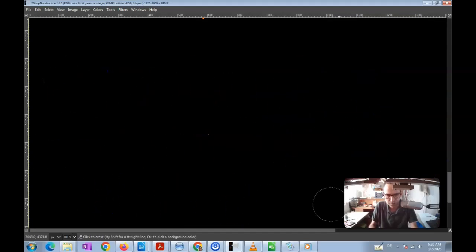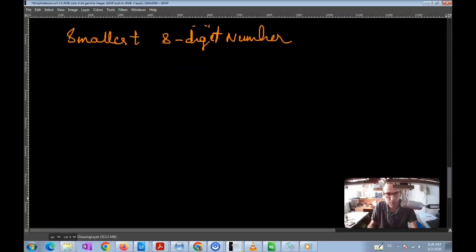So here what we want to do is write the smallest 8-digit number. The smallest 8-digit number would be a 1, and then 7 zeros. So 1, 2, 3, 4, 5, 6, and 7. So in total we have 2, 4, 6, and 8 digits. And then the number would be 10 million, right?